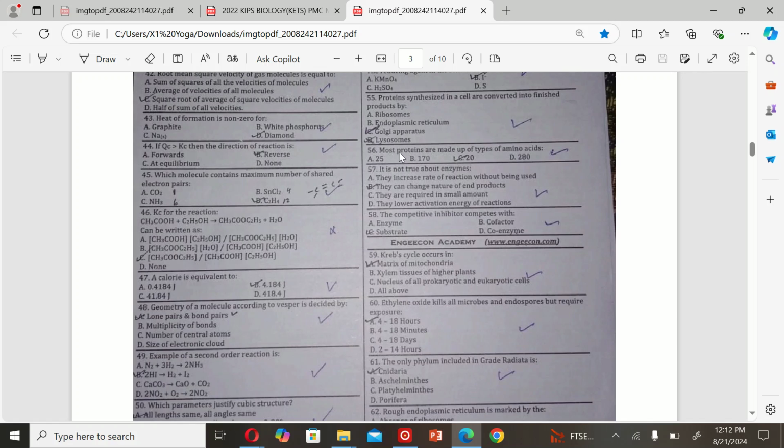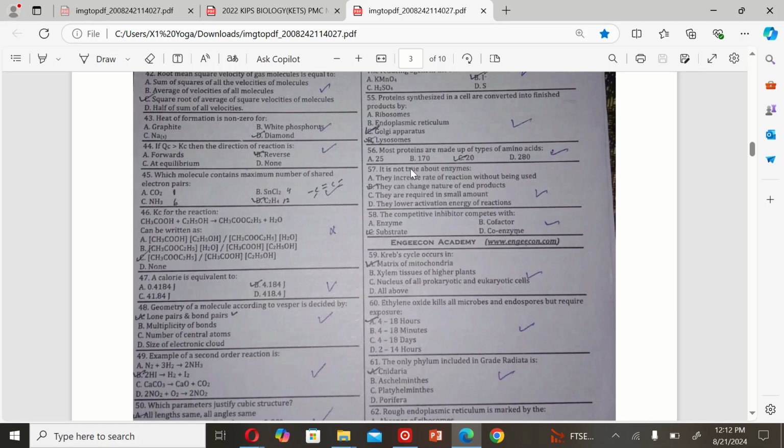The next MCQ is: most proteins are made up of how many types of amino acids? A. 25, B. 170, C. 20, D. 280. So the correct option is C, 20.